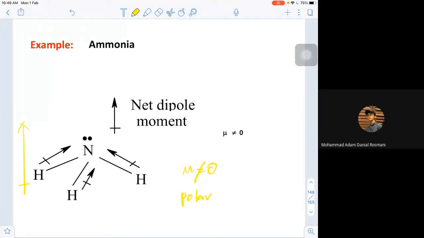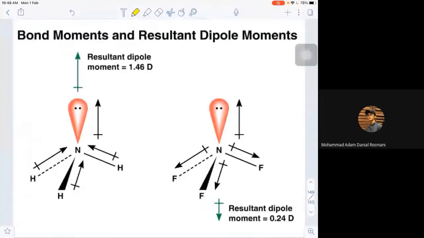And NF3, the same shape as NH3. This is NH3, and this is the NF3. Nitrogen, fluorine: fluorine is more electronegative, so the bond polarity here is moving towards fluorine. So the combination of these three makes the resultant dipole moment become downward. This is the resultant dipole moment. So both of these two molecules are polar, NH3 polar and NF3 also polar.